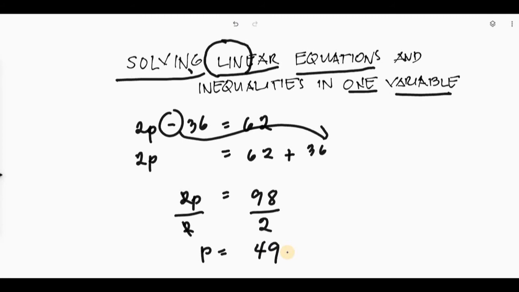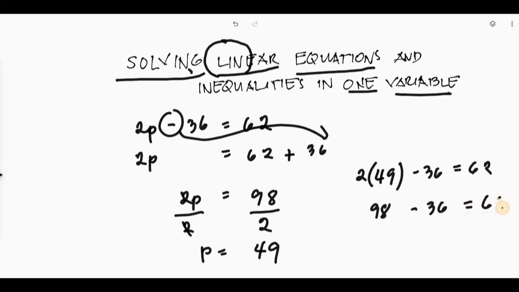So, that's our answer. If we're going to check that, substitute lang natin sa value ng P. So, 2 times 49 minus 36 equals 62. So, 2 times 49, that is 98 minus 36 equals 62. And 98 minus 36 will give us 62 is equal to 62.